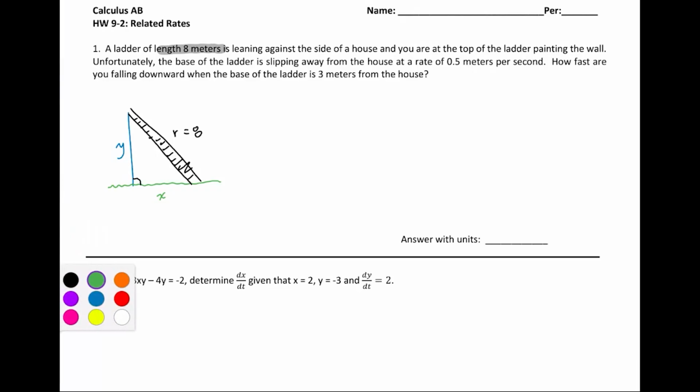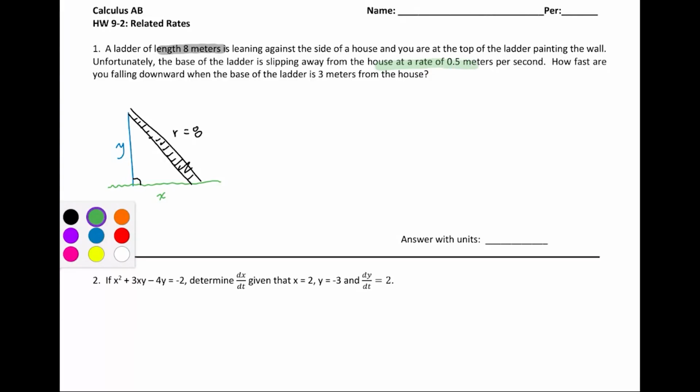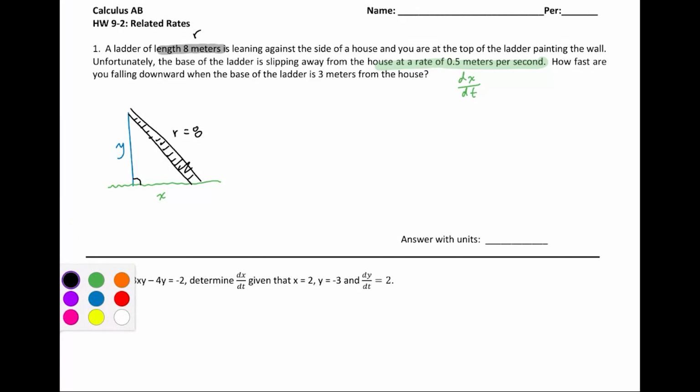So the fact that it's slipping away from the house at a rate of 0.5 or 1/2 meters per second, that's going to give us the change in x with respect to t. In other words, that's going to be our dx/dt. How fast are you falling downward when the base of the ladder is 3 meters from the house? The base being 3 meters away from the house is giving us our x value.